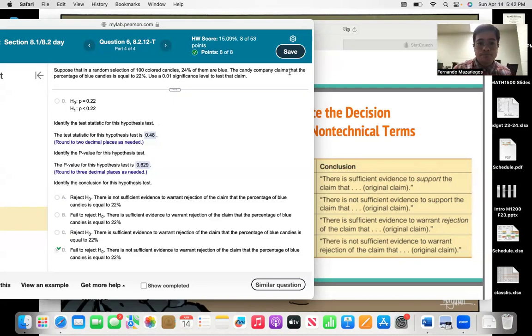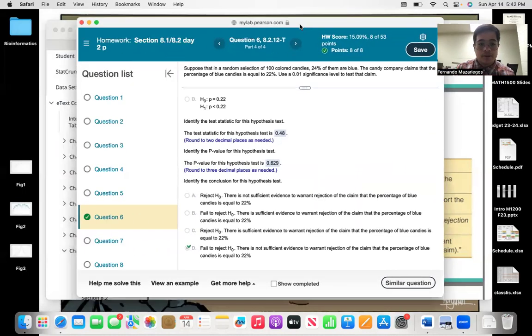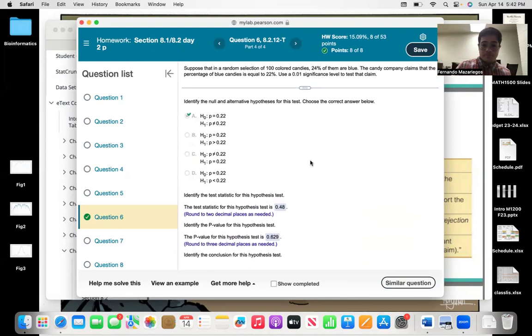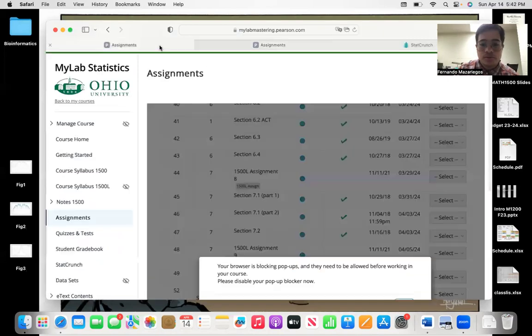And that's it. So that is problem 6 from this assignment. That is the whole process, the whole 8 steps. That's what we just did. That is this for a proportion. And now I want to show you an example for a mean. So let's go to that assignment.